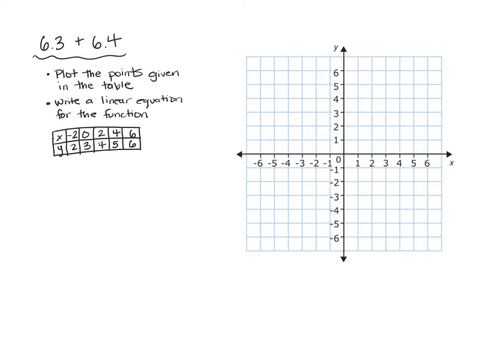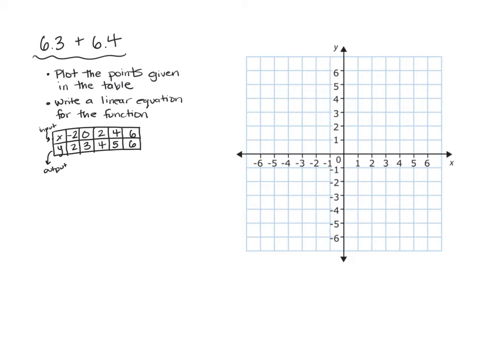Okay, so we are given this table. Remember, we call this an input-output table where our inputs are our x values and our outputs are our y values. I'm just going to write that right here so we can visualize it. All right, so they already give you the points, and the first bullet asks us to plot the points given in the table. So let's go ahead and plot these.